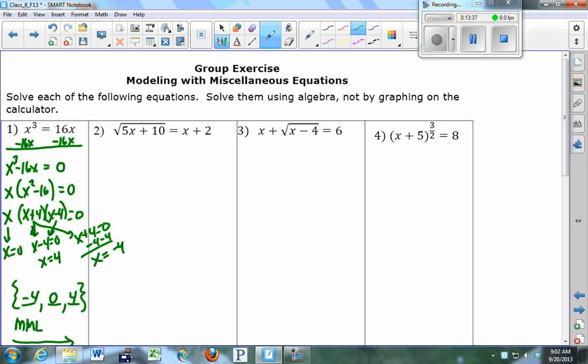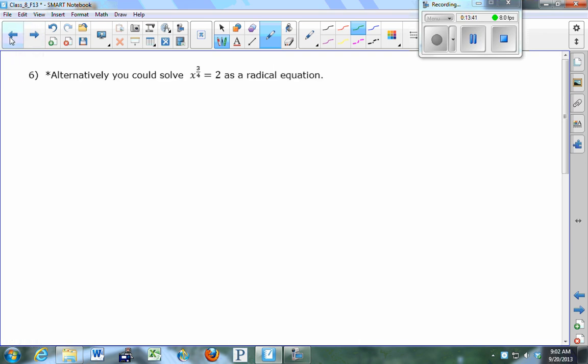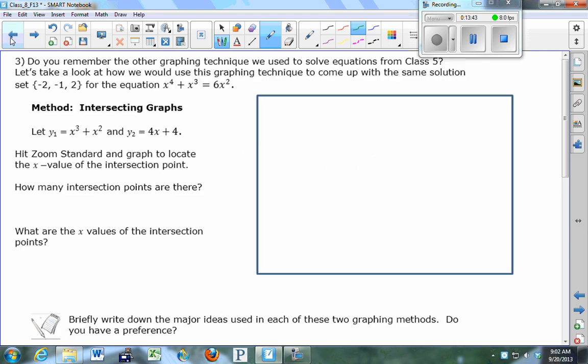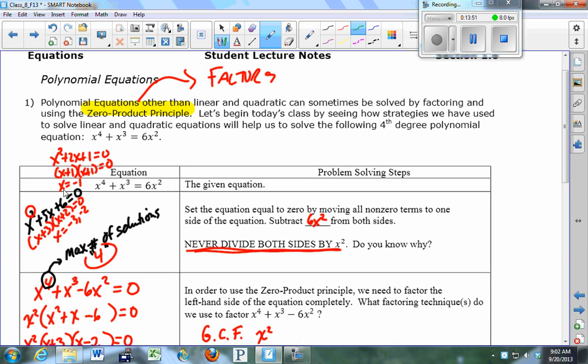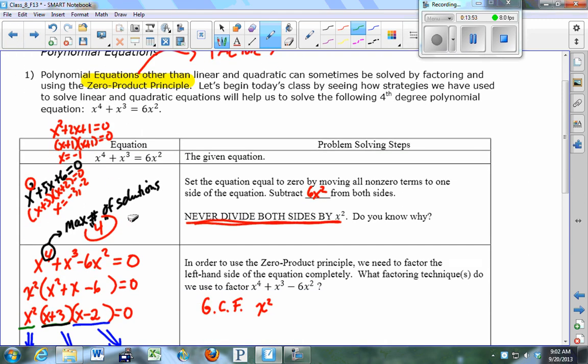Okay? All right. So those are polynomial equations. Now first of all, I want to show you the equation that we just did a minute ago, when I was kind of harping a little bit on never dividing both sides by x squared because you lose a solution. Let me show you why that's critical.